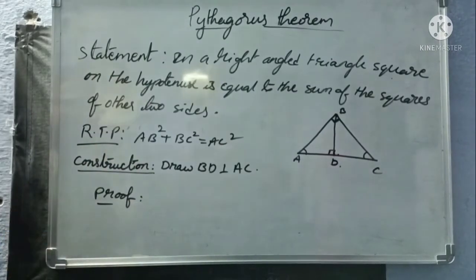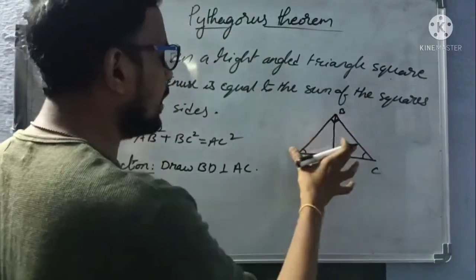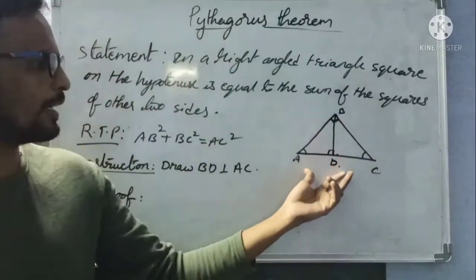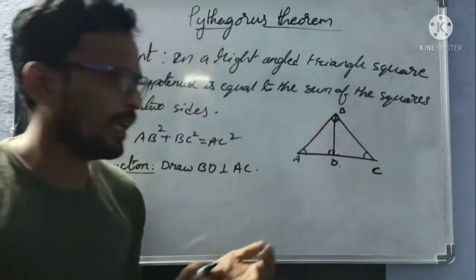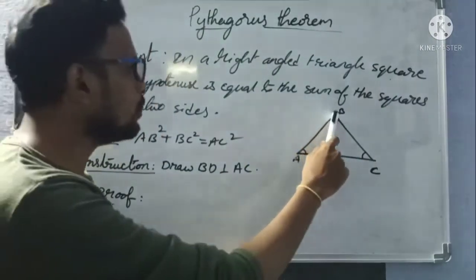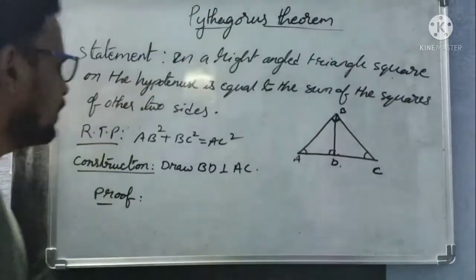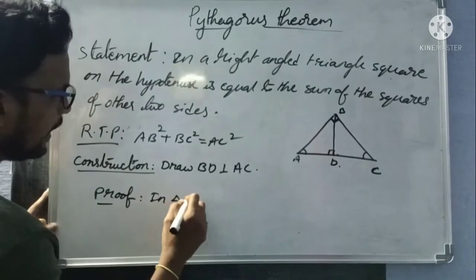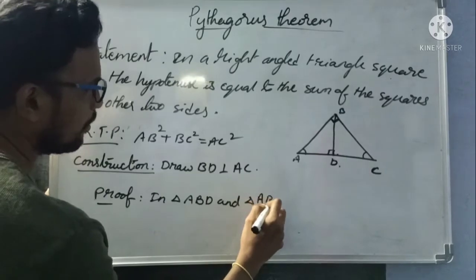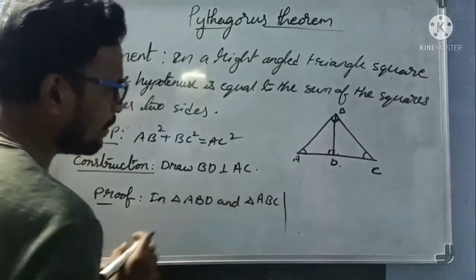In the proof, first we have to prove that triangle ABD is similar to the bigger triangle ABC. But before that, let me know how many triangles are we getting when we take one perpendicular BD here. 3 triangles, right? The bigger triangle ABC, and the other two triangles are ABD and BDC. Now let us prove that these two triangles, triangle ABD and triangle ABC, are similar first.